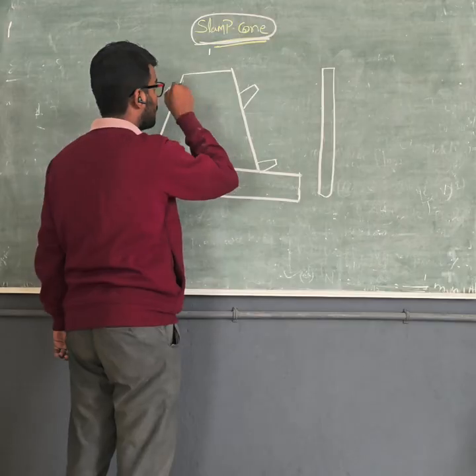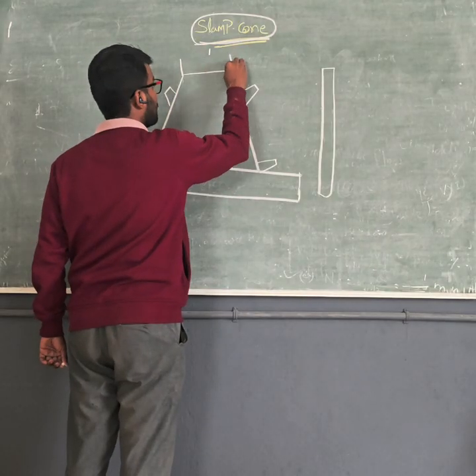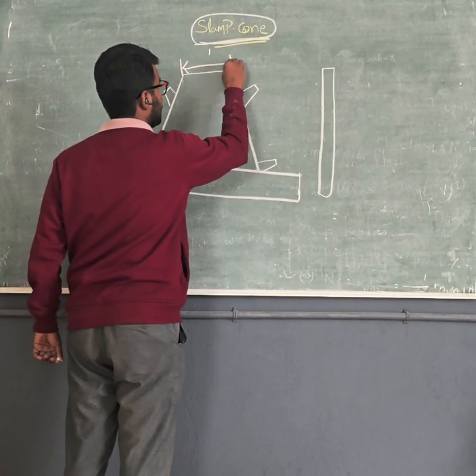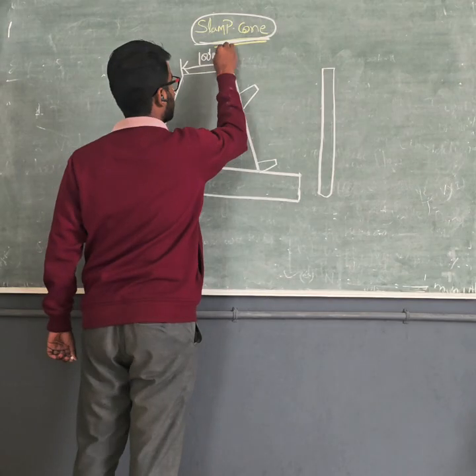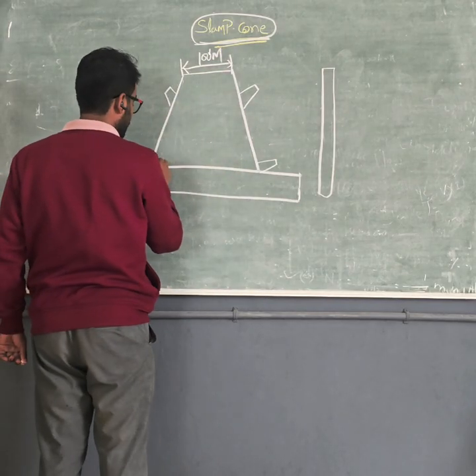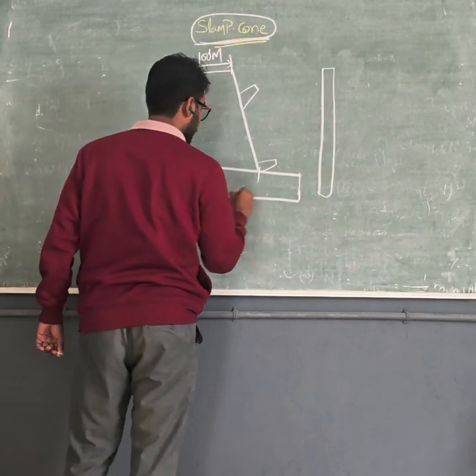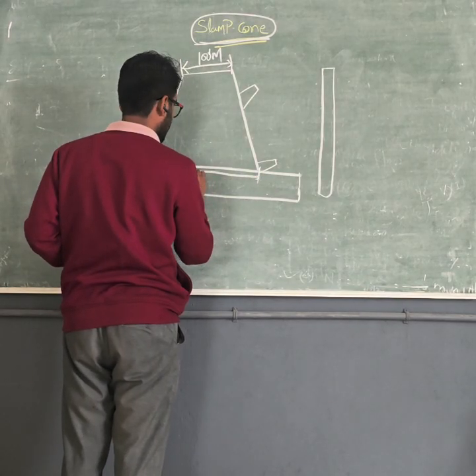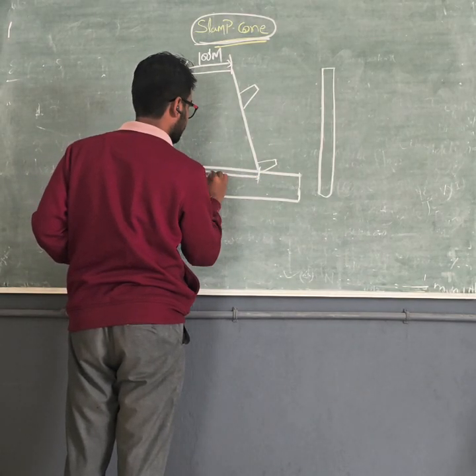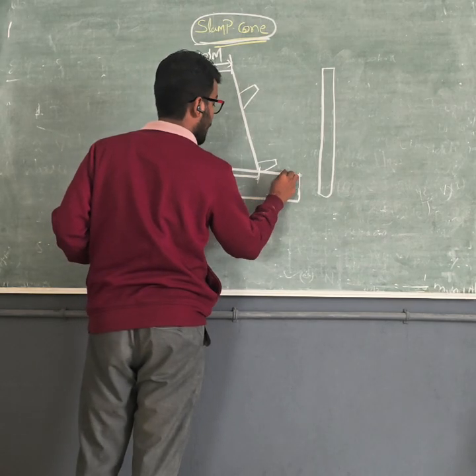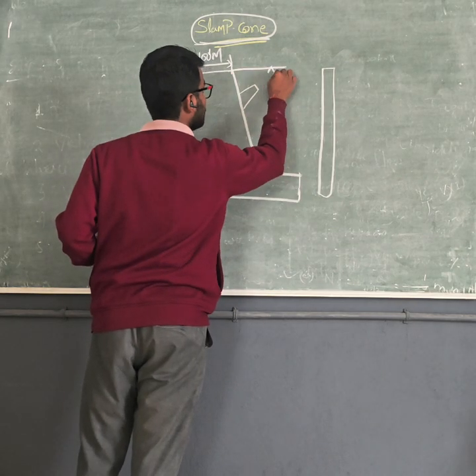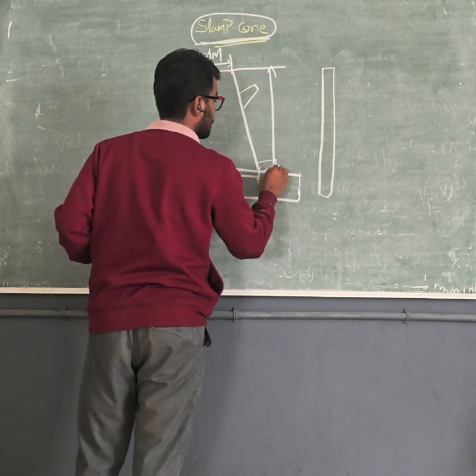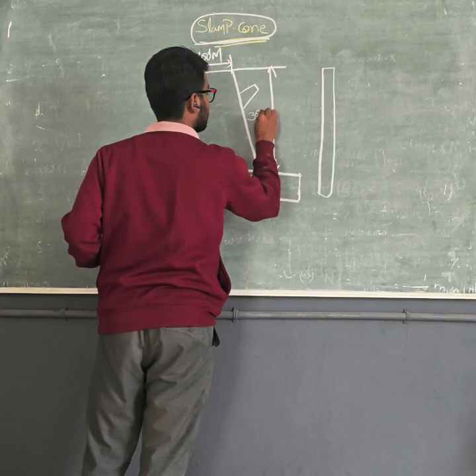First thing is the slump cone. The uppermost diameter is 100 mm. The lowermost diameter of this cone is 200 mm. And the height of this cone is 300 mm.